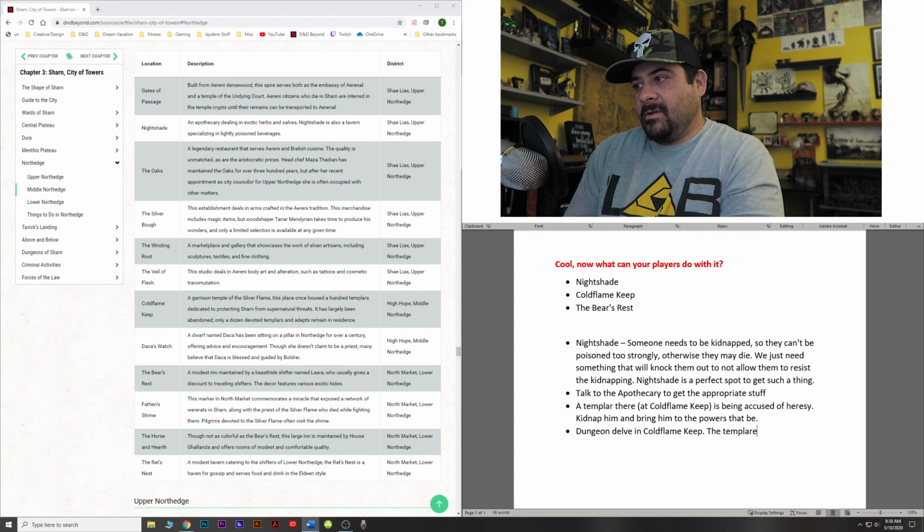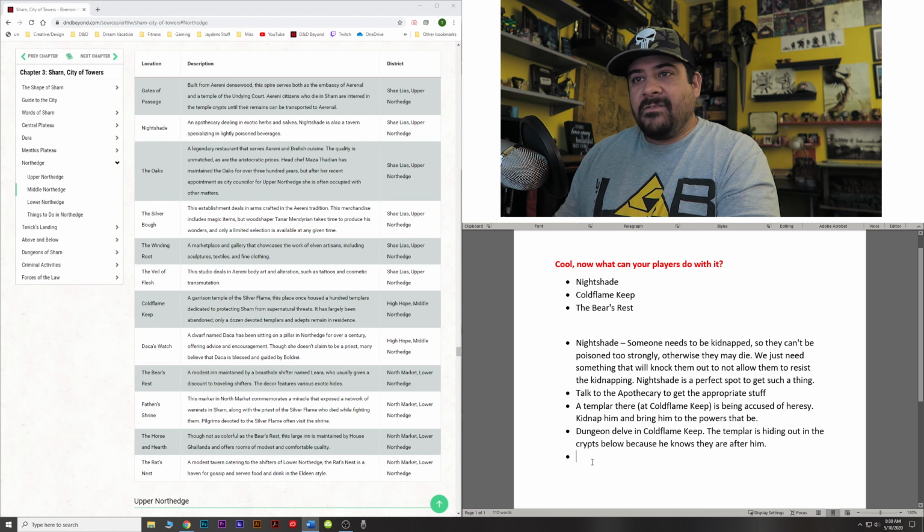The Templar is hiding out in the crypts below because he knows they are after him. Good. 1, 2, 3, 4. I have number 5. What?